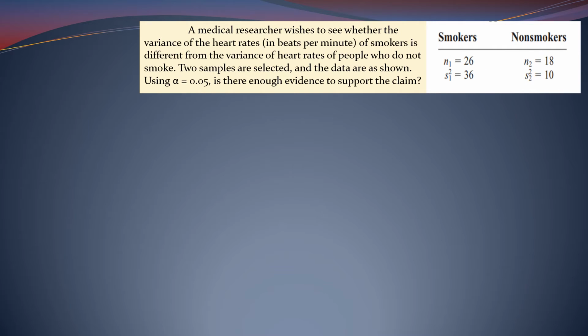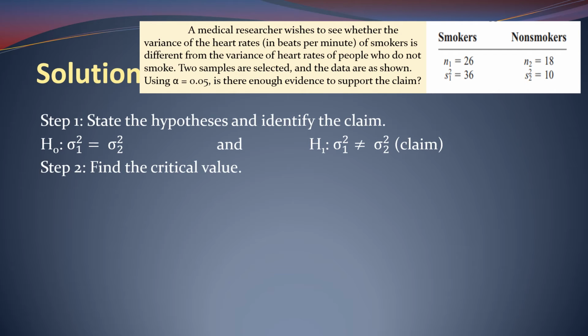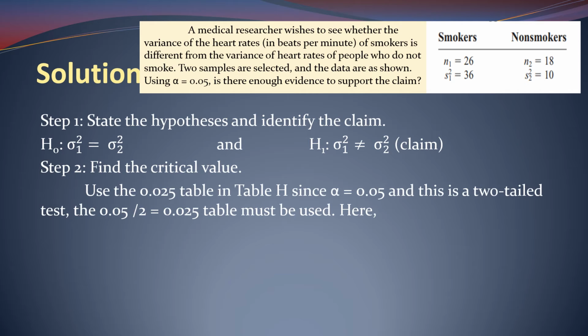In order to solve this, we will use the traditional method of hypothesis testing, wherein there are 5 steps. For step 1, we have to state the hypothesis and identify the claim. Our null hypothesis, sigma 1 squared is equal to sigma 2 squared, and our alternative hypothesis, sigma 1 squared is not equal to sigma 2 squared, wherein ito yung kiniklaim natin. For step 2, we have to find the critical value. We have to use the 0.025 table in table H.